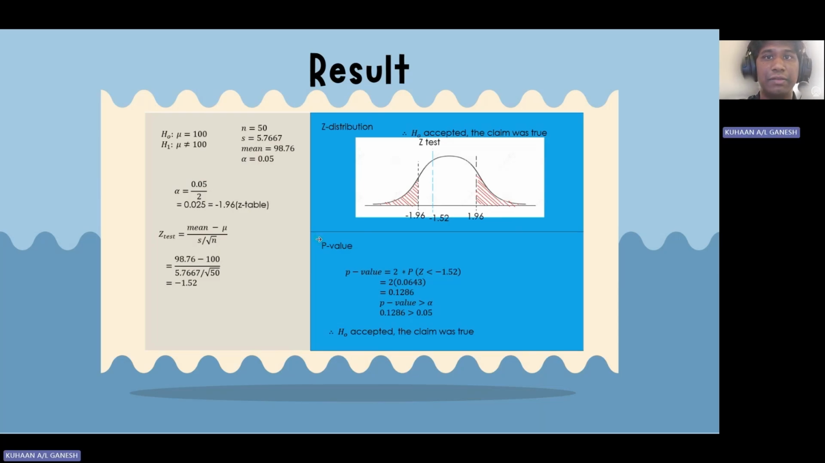Since the p-value is bigger than alpha, the null hypothesis is accepted and the claim is true, same as the Z distribution, which is again the null hypothesis accepted, the claim was true. As for our conclusion, the sample does not provide enough evidence to say that the mean is different from 100, so the claim is likely true.